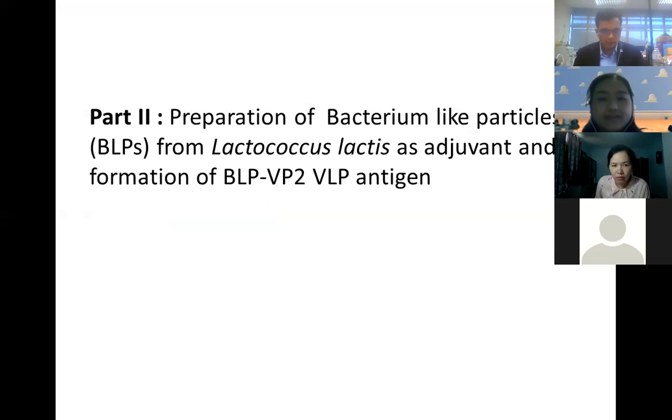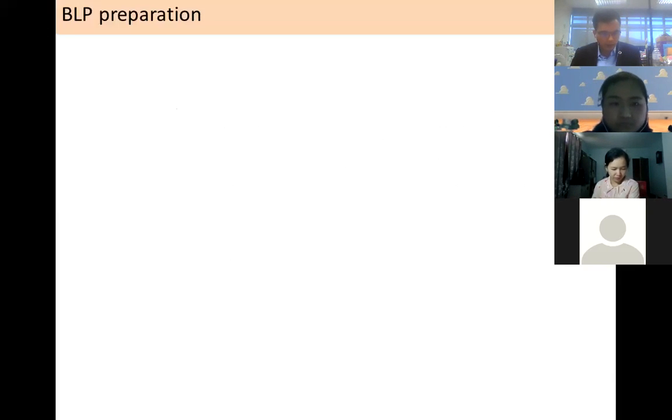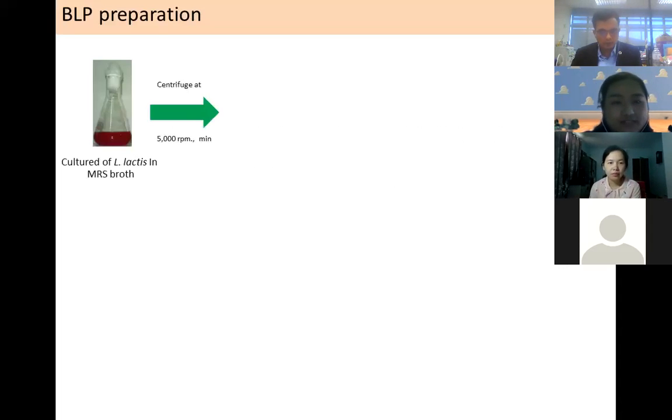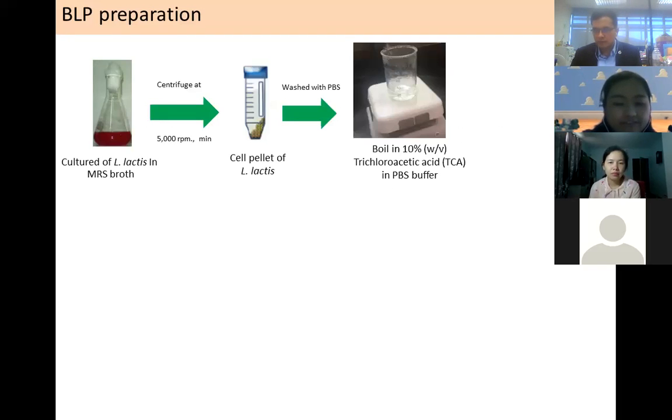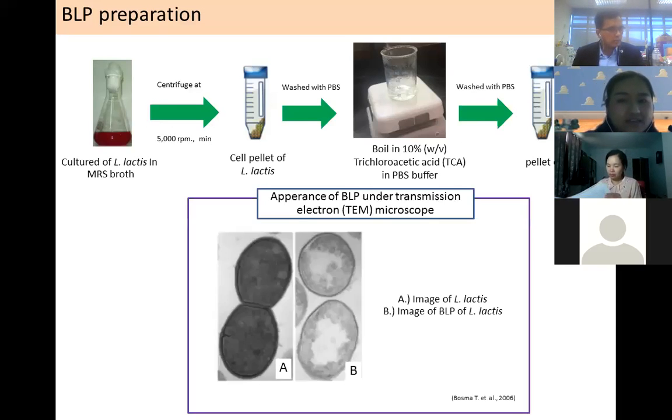It's the preparation of bacterium-like particles from Lactococcus lactis as an adjuvant and the formation of the VP2 VLP antigen. To make BLP, the culture medium of Lactococcus lactis was harvested by centrifugation and then boiled in hot acid. We use 10% TCA. After that, we wash in buffer. And then we observe the particles under a transmission microscope, comparing the Lactococcus lactis cell and the bacterium-like particle. The bacterium-like particle shows a clearer picture than the Lactococcus lactis cell.